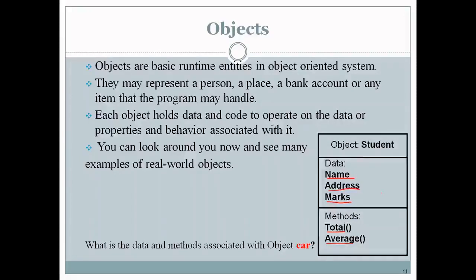Okay, what is the data and method associated with object car? If I say an object as car, just try to identify the data and methods which are associated with object car. So do you know what are the properties and methods of a car? Yes, the properties may be the model, the color, and the other properties of a car.